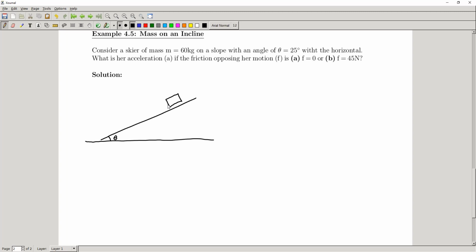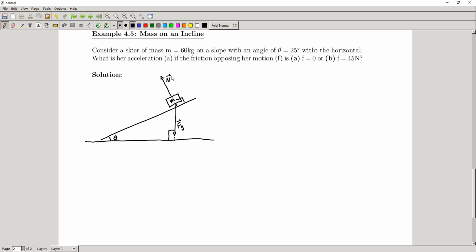Okay, so we have our skier here. Our skier is of mass m. We're going to have some force of gravity, which is always going to be perpendicular to the ground, right? So this is our force of gravity acting in that direction. We're going to have some normal force, and as we mentioned before, the normal force is always going to be perpendicular to the surface, right? So it's perpendicular to our surface here, and this is our normal force.